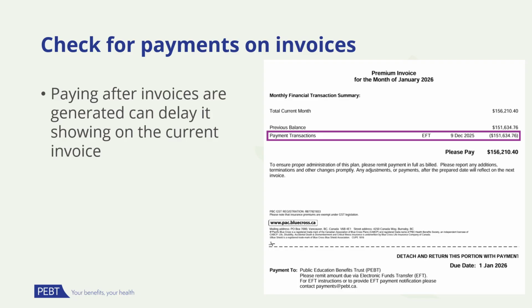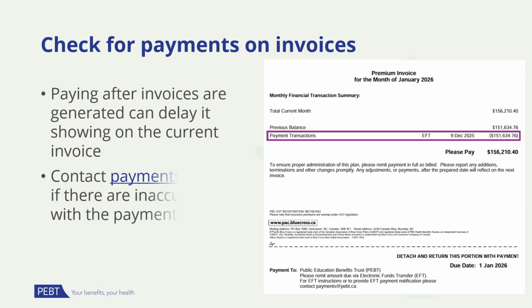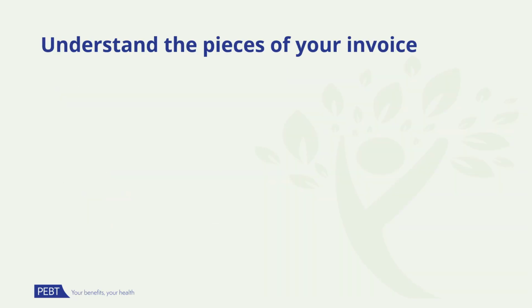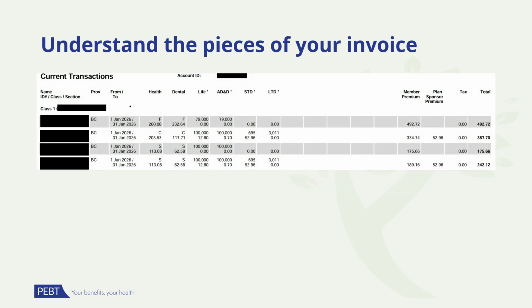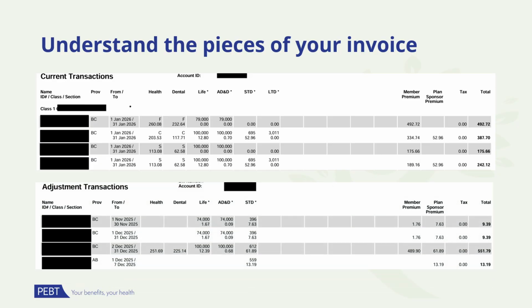If there are any inaccuracies with the payment reflected on the invoice, contact the PEBT at payments@pebt.ca for assistance to get this corrected. The invoice has a lot of important information. It is broken into current transactions, these are the premiums charged for the current month being billed, and adjustment transactions, which are the retroactive changes that were made between the last invoice and the current invoice.